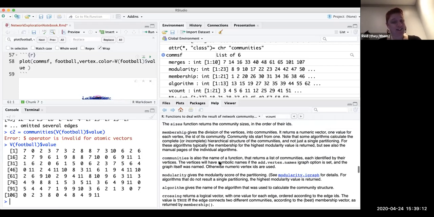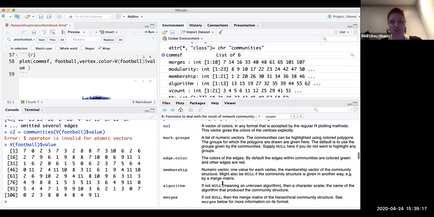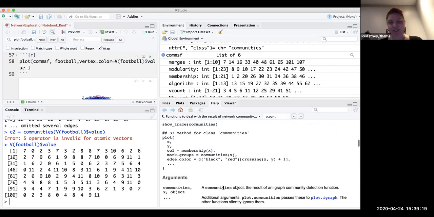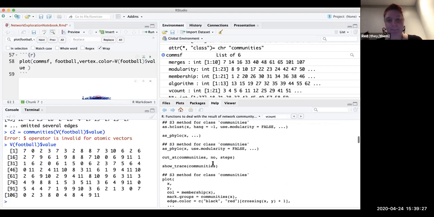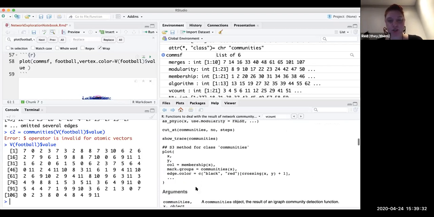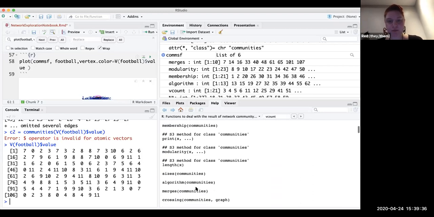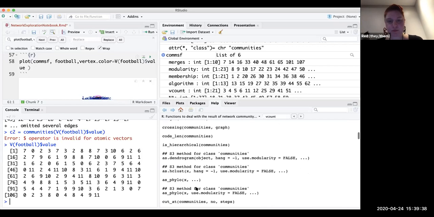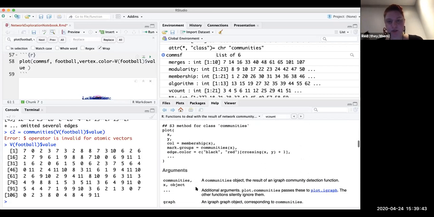Obviously, doing data science isn't magic, and sometimes things change. And as a data scientist, you have to learn to figure things out on the fly. But communities should allow me to create a communities object.